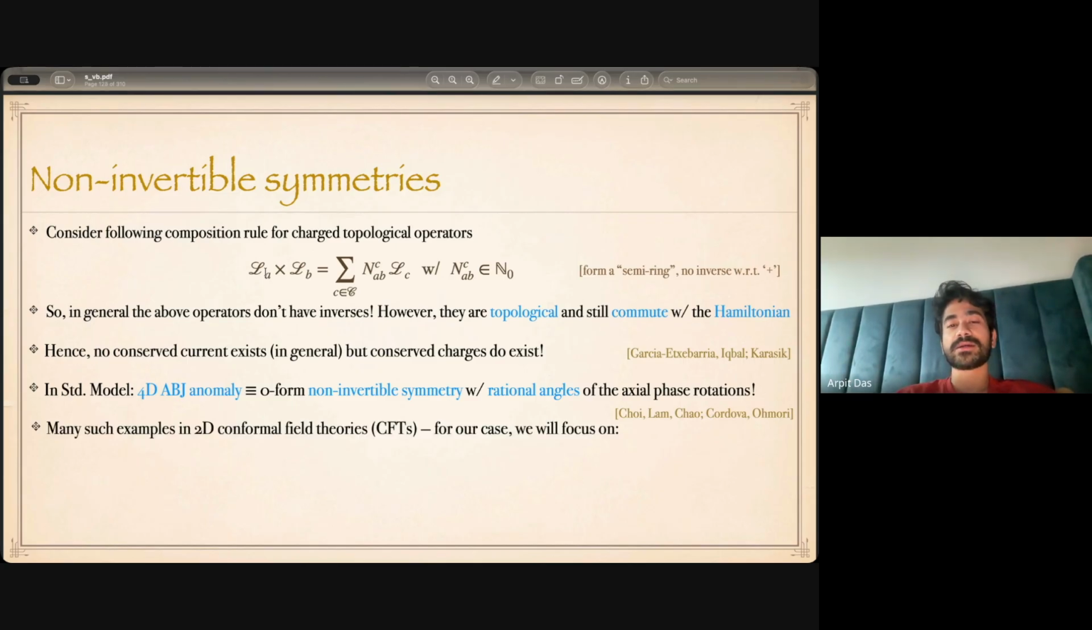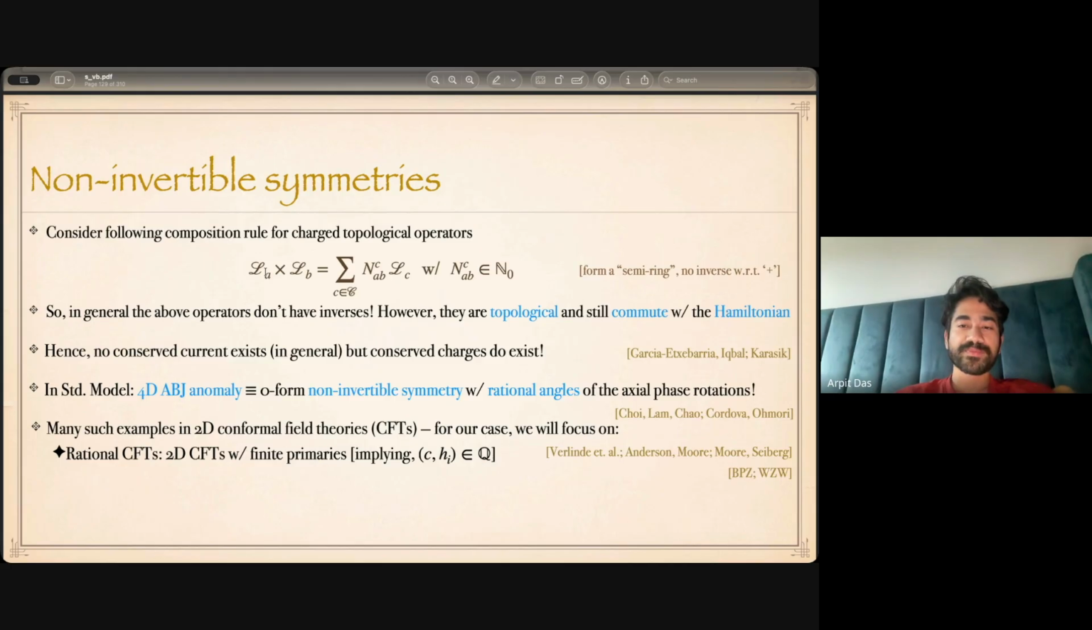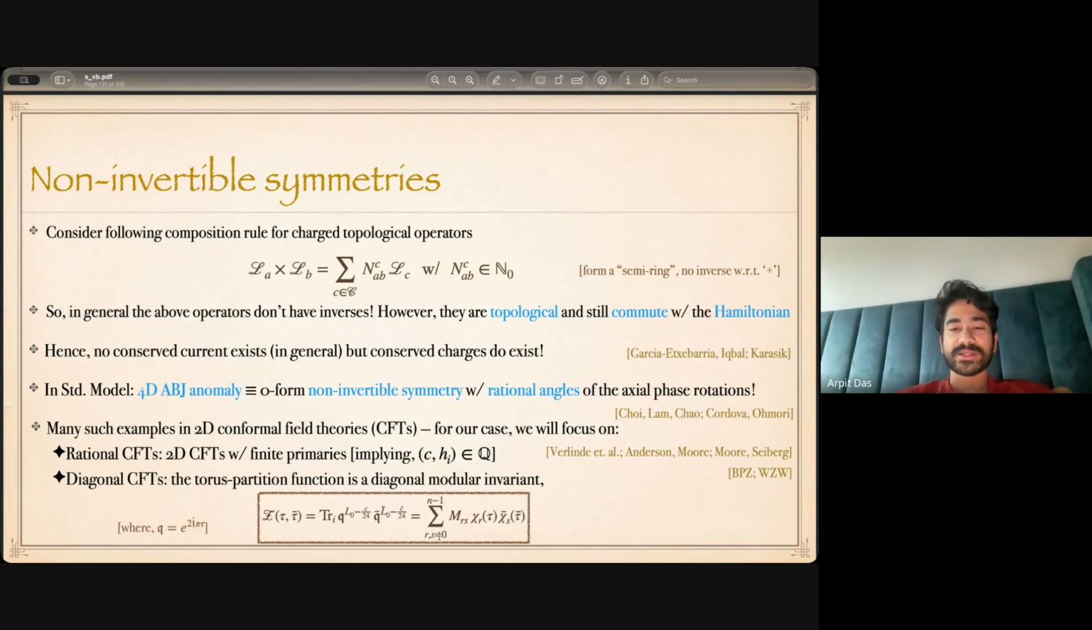There is a nice playground, the playground of 2D conformal field theories. I will slowly explain what 2D conformal field theory is. But in this playground, there are infinitely many examples of these non-invertible symmetries, and they were known since the 80s after the work of Verlinde, but nobody really thought of them as symmetries. Famously, they are called Verlinde lines. So we will focus on a subset of those 2D CFTs, what are called rational CFTs. Again, I'll explain what these terms are. And we will see that you can write down the partition function of a CFT in terms of characters and these kinds of things later.